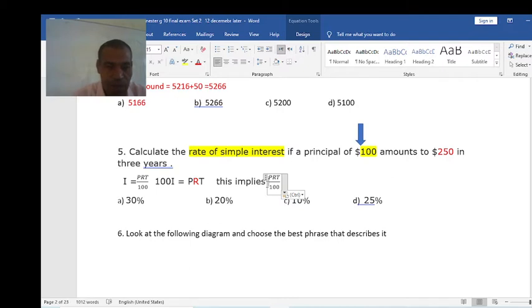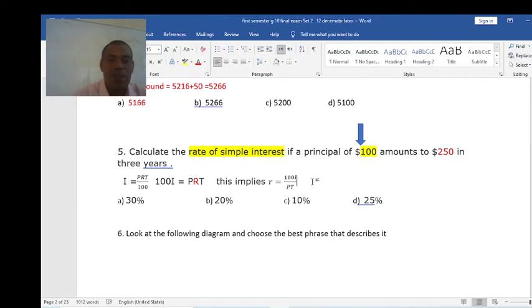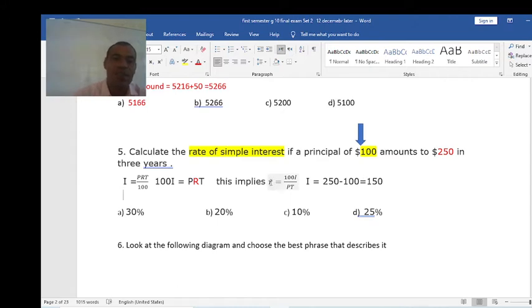I'm looking for R, so R is equal to 100I divided by PT. P is principal, T is time, but you should first of all find the value of I. Well, learners, the interest paid equals 250 minus 100, which is equal to 150. Now just substitute into this new equation after isolating R.